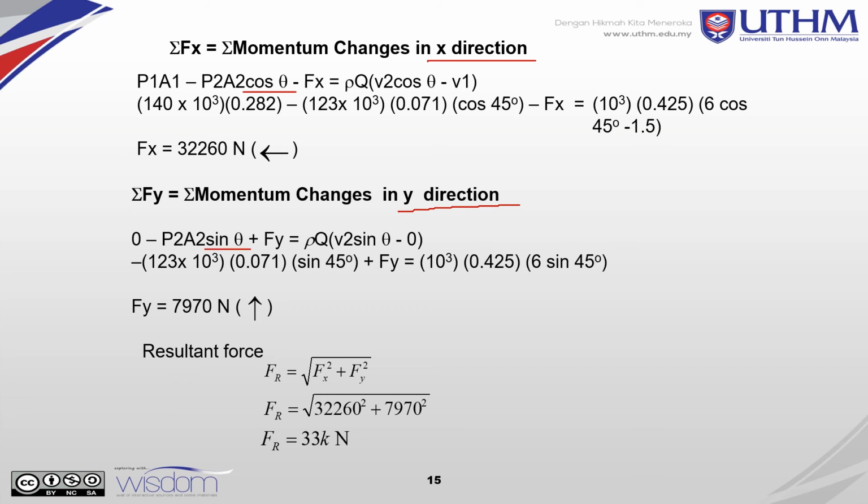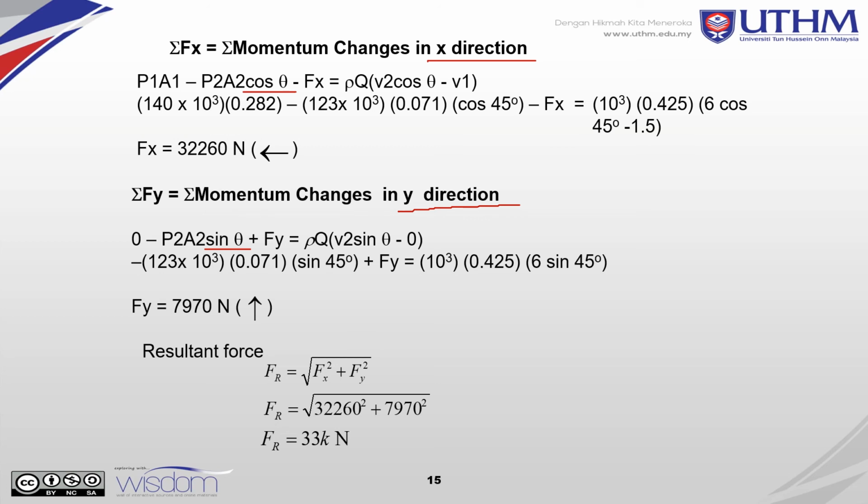So we get this Fy. There is no vertical component for P1, so you don't have P1 here. You have only P2 sin theta. Just insert all the values here, so you get Fy as 7970 newtons, and Fx is found using the equation here.